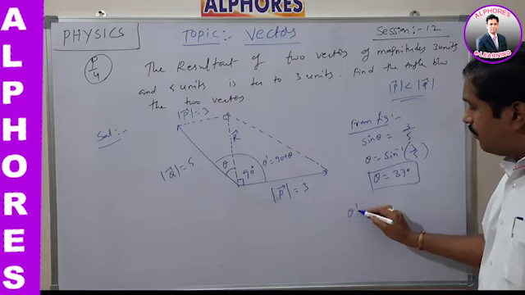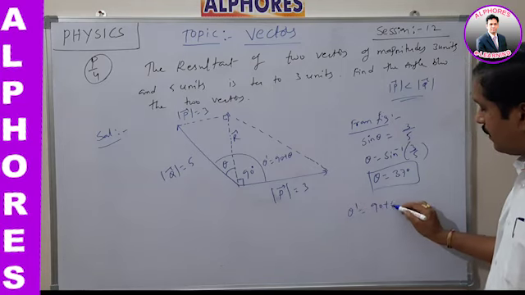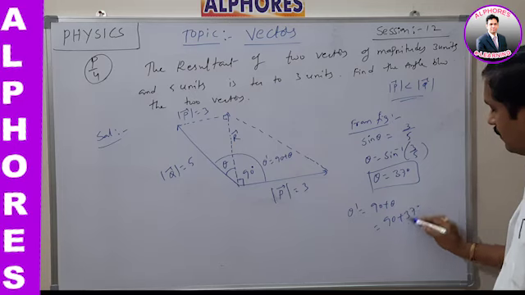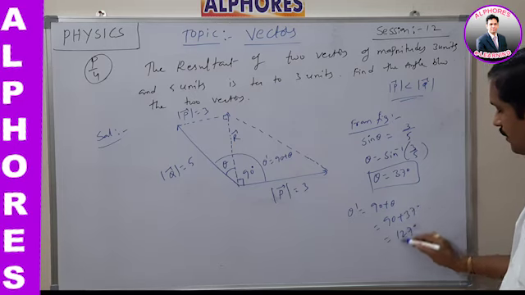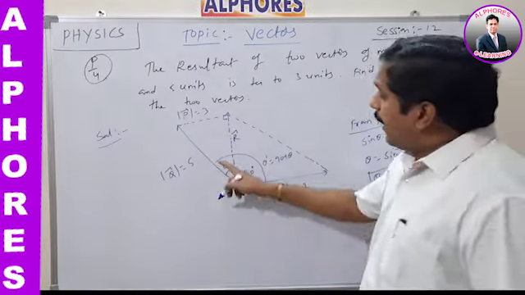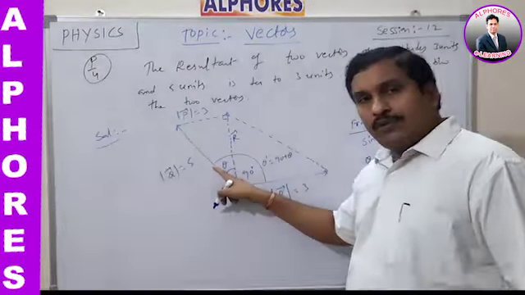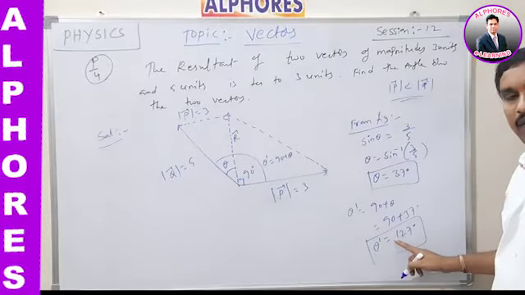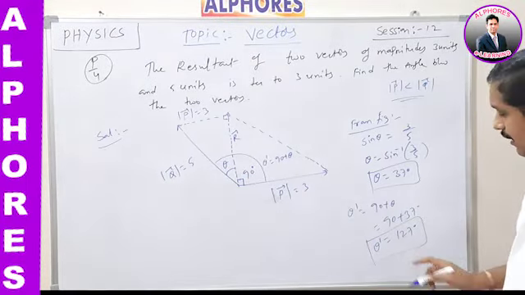Then what is the total angle between the two vectors? 90 plus theta dash means 90 plus theta, means 90 plus 37 degrees. That is equal to how much? 127 degrees. Theta dash is equal to 127 degrees. That means the angle between the two vectors is nothing but obtuse, which is greater than 90. That is equal to 127 degrees, right?